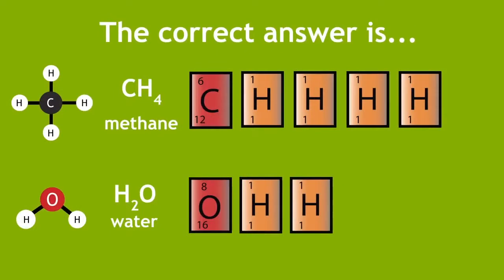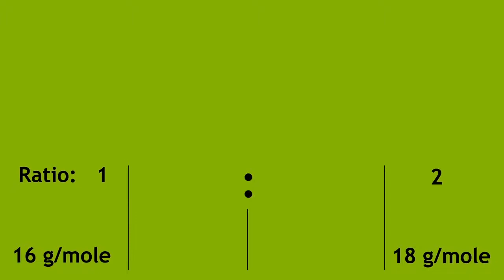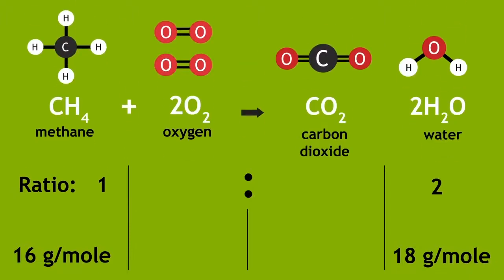The correct answer is 16 grams for methane and 18 grams for water. It's useful when doing this type of problem for you to record the molar masses and their ratio underneath the equation as you go through the steps.